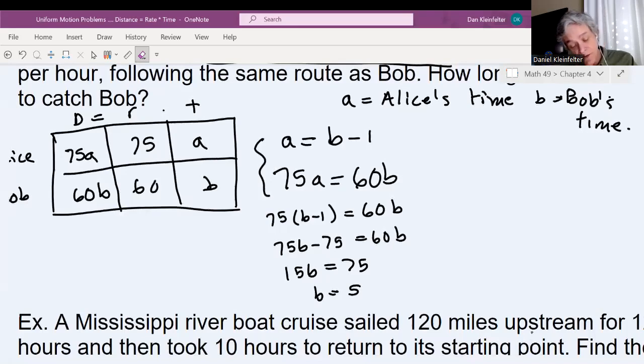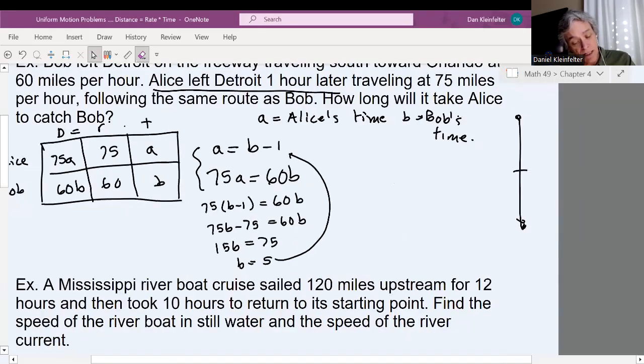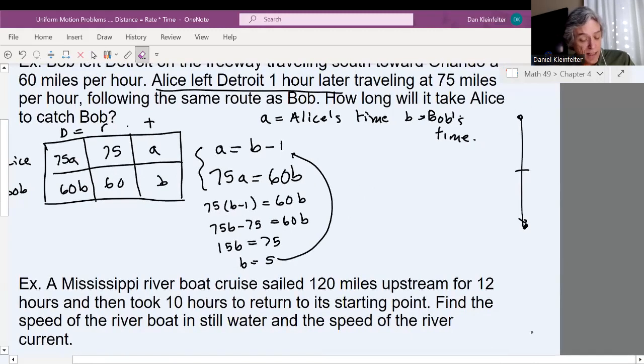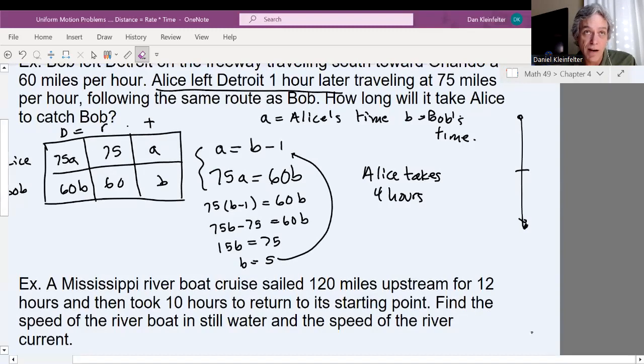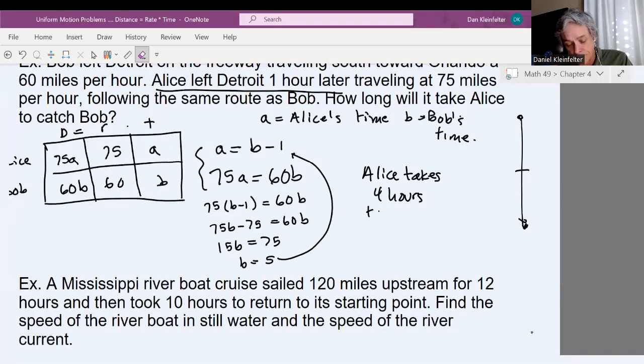If B is 5 and A is 1 less, then Alice's time is 1 less, so it's going to be 4 hours. Of course, Bob will have driven 5 hours by then, but it takes Alice 4 hours to catch up.